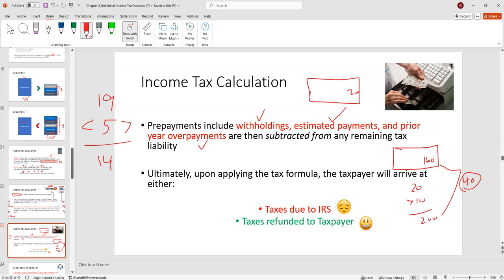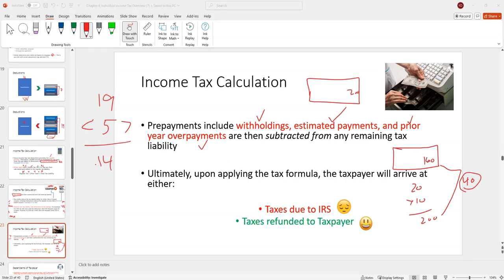And then prior year overpayments, these are essentially, hey, maybe on last year's tax return, I was supposed to get a refund. And I say, instead of giving me that refund now, can you please apply this to next year's tax liability? So it's kind of like a very early quarterly estimated payment. You just carry it over from the prior year.